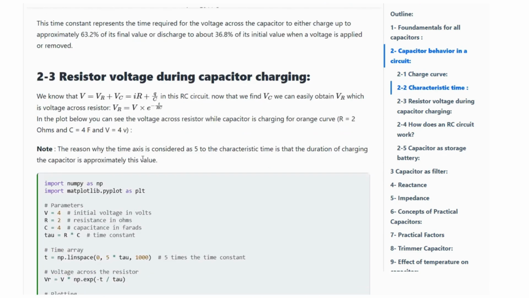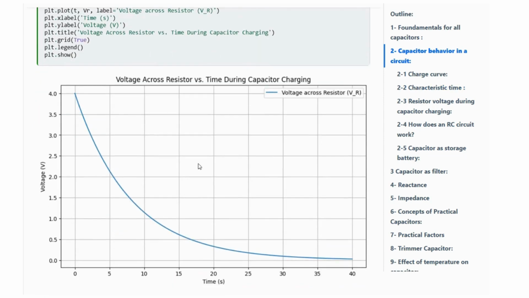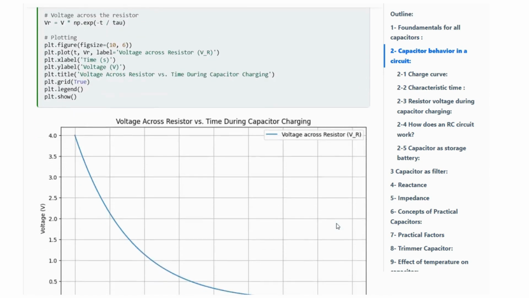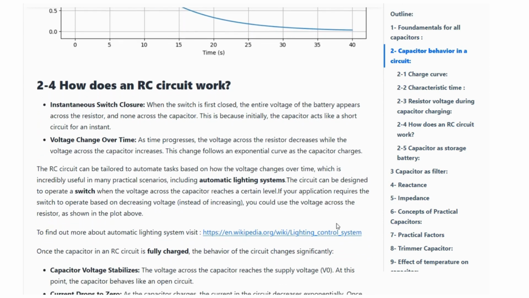Let's find out the resistor voltage during capacitors charging. By doing some simple mathematics, we can obtain this formula. In this plot, you can see the voltage across the resistor versus time during capacitor charging. And now, let's find out how an RC circuit really works.